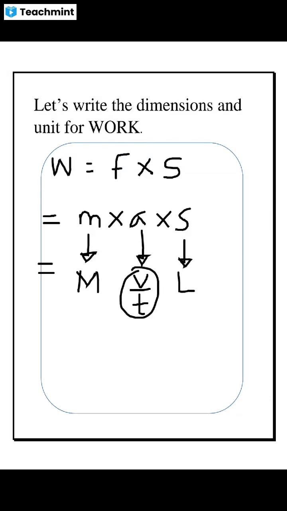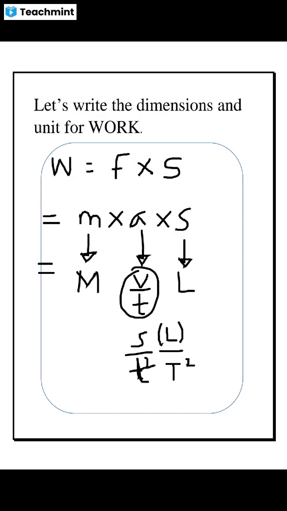But I know that velocity over time, velocity is still distance over time. So that will be distance over time, divided by time. That will be distance over time squared, because distance over time divided by time is distance over time times 1 over time. That's distance over time squared. Now, what is distance? Distance is L. What is time? T, time squared. That's capital T squared.